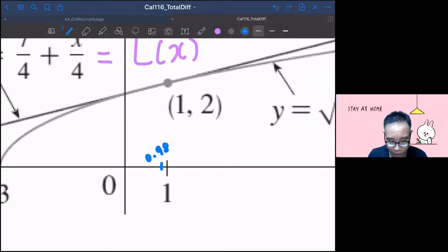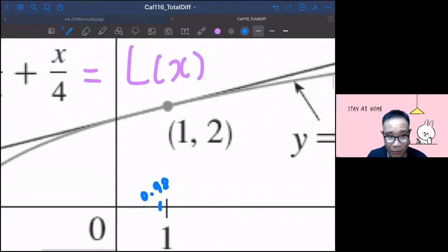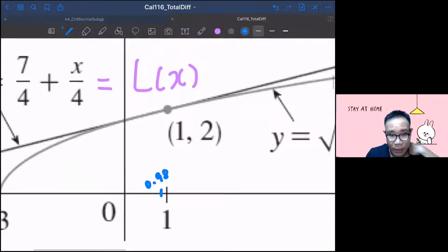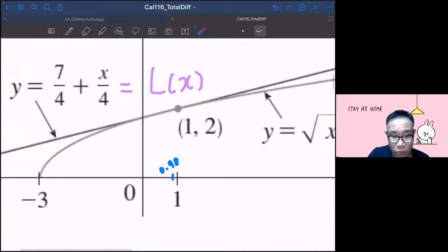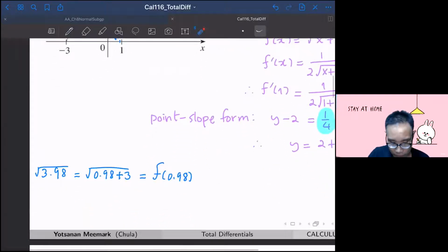So you see that it's very, very close to the tangent line. You see the tangent line and you see the curve. This one is the tangent line and this one is the curve. And you see that at 0.98, they are very close. So this is what we're going to use to give us the approximation that we are looking for.